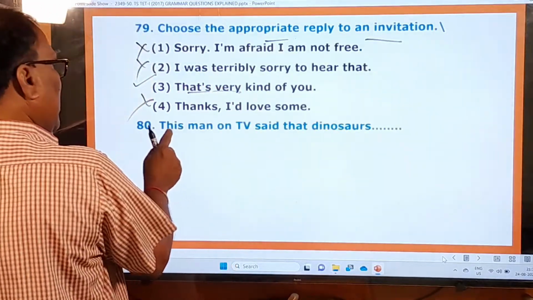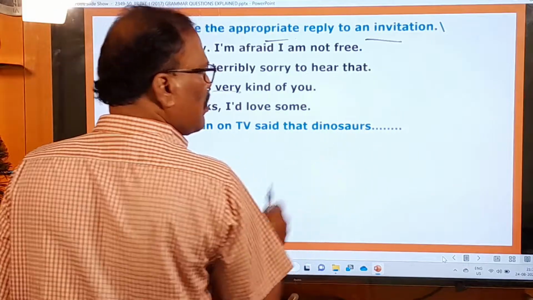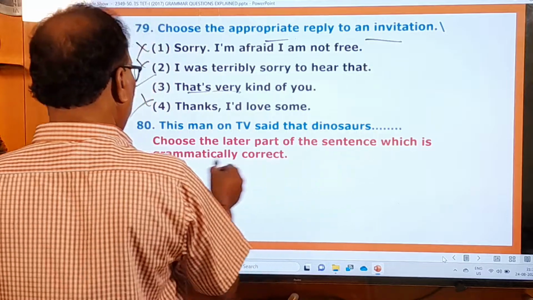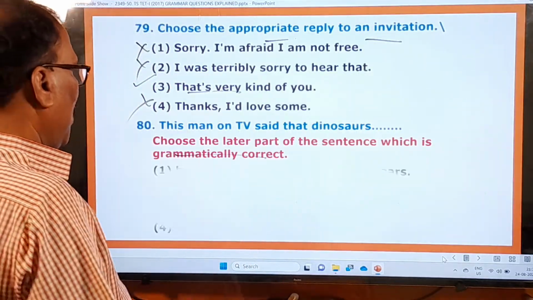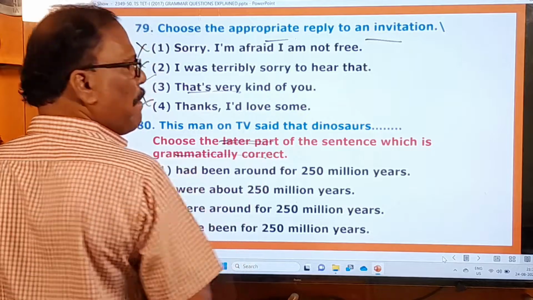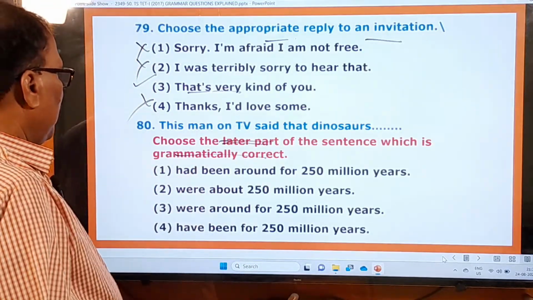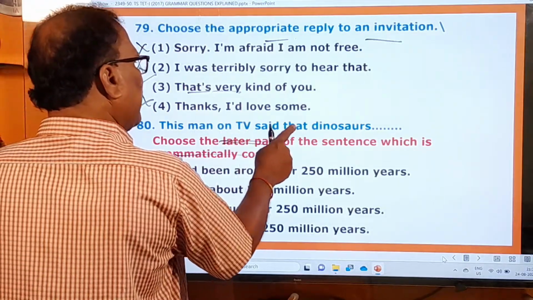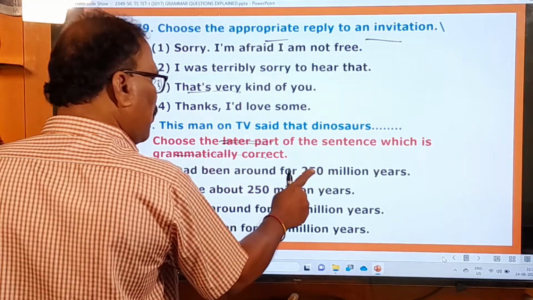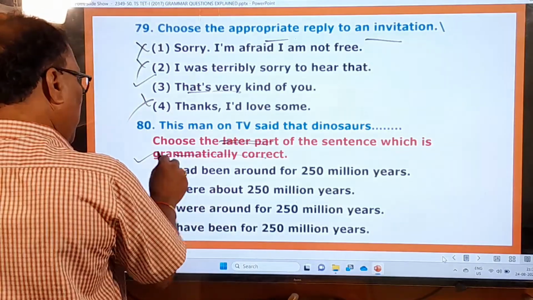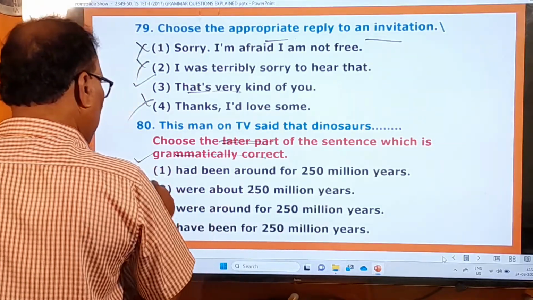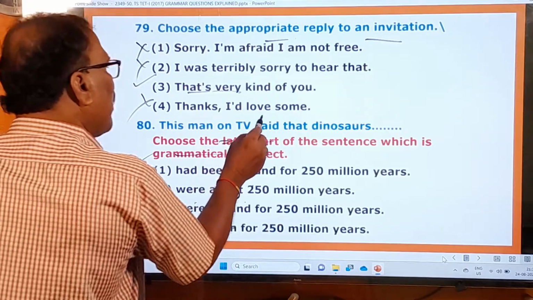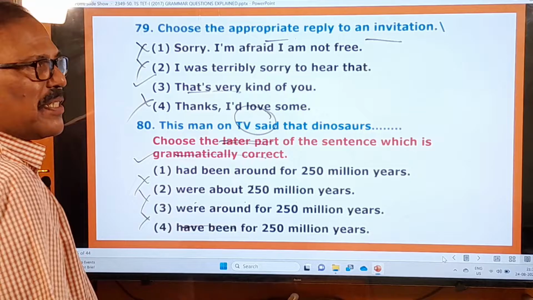The 80th one is there. This man on TV said that dinosaurs... Choose the later part of the sentence which is grammatically correct. Later part. This is very important, later part. So, what is it? This man on TV said that dinosaurs had been around for 250 million years. This is the right one. "Were about 250 million years," wrong. "Were around," these other things are wrong, because the sentence is in the past tense.